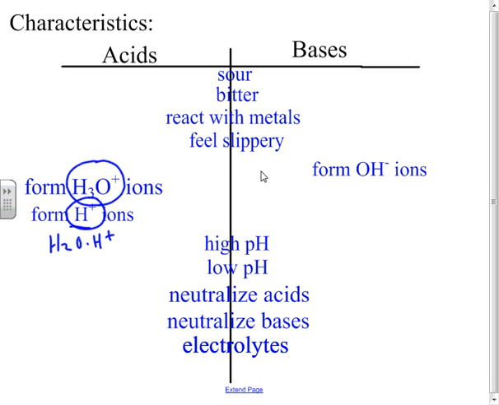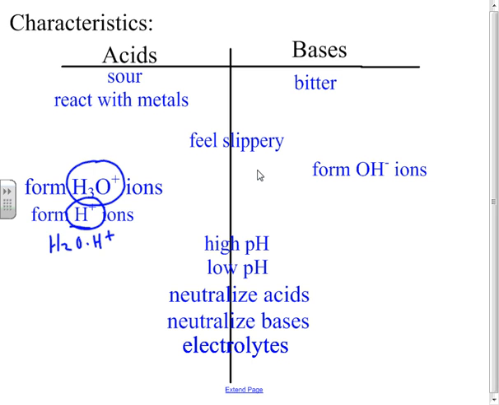Other characteristics: acids have a sour taste to them. Not that we go around tasting acids, but many foods are acidic, such as lemons, limes, other citrus fruits. Vinegar is sour because it's acetic acid. Bases have a bitter taste to them. Unsweetened chocolate can be quite bitter. Some teas, if very strong, can be quite bitter.